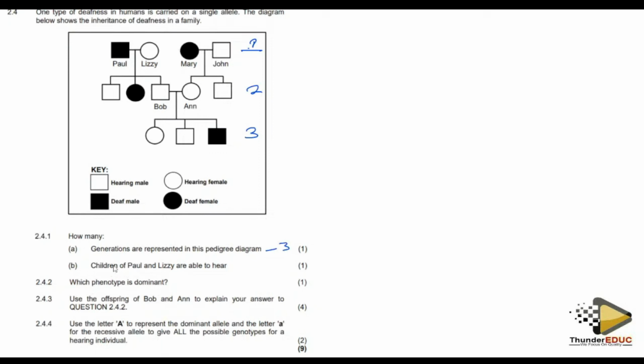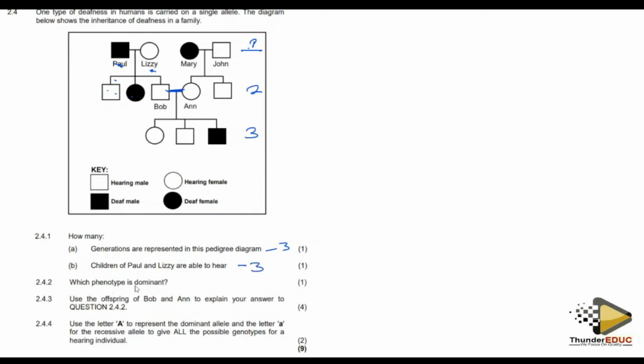How many children of Paul and Liz? This is Paul, and this is Liz. So the answer is going to be 1, 2, 3. Yes, this one is not a child of Paul and Liz. Why? Because this is just married. This means breeding or sex is happening, or marriage or cross, whatever you can describe it. So there are three individuals, so the answer is three.